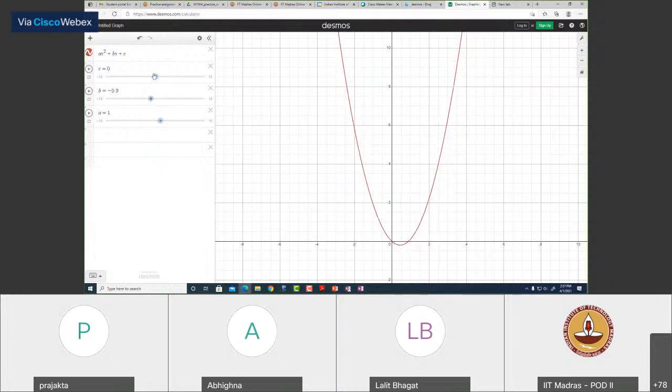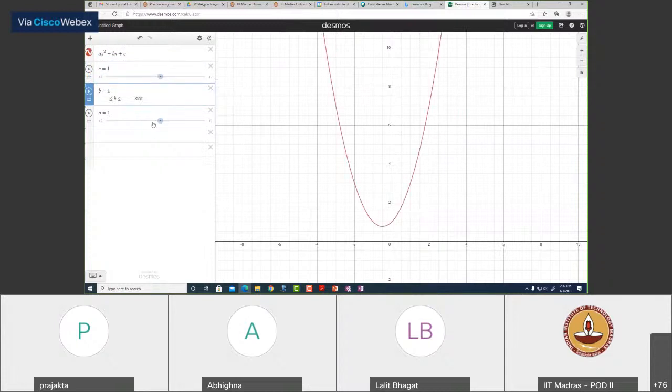So let's put C equals 1, and B also equals 1. A normal standard parabola. Now what is A? A is the coefficient, right? A is the coefficient of the highest power of x here. So if A is 0, then the whole thing becomes a straight line, right? Because then it is y equals bx plus c. It is not ax square plus bx plus c, isn't it?